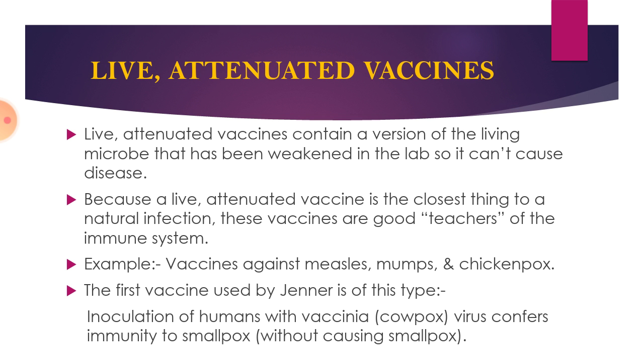Because a live attenuated vaccine is the closest thing to a natural infection, these vaccines are good teachers of the immune system. Vaccines against measles, mumps, and chickenpox are examples of live attenuated vaccines. The first vaccine used by Edward Jenner is of this live attenuated type. Inoculation of humans with vaccinia, the cowpox virus, confers immunity to smallpox without causing smallpox.